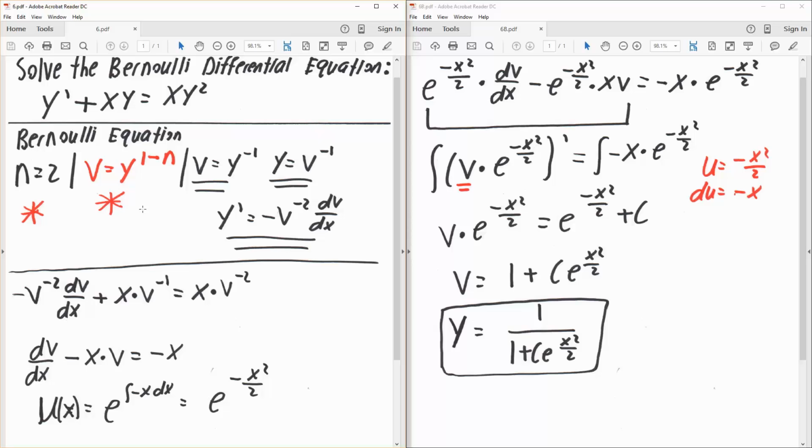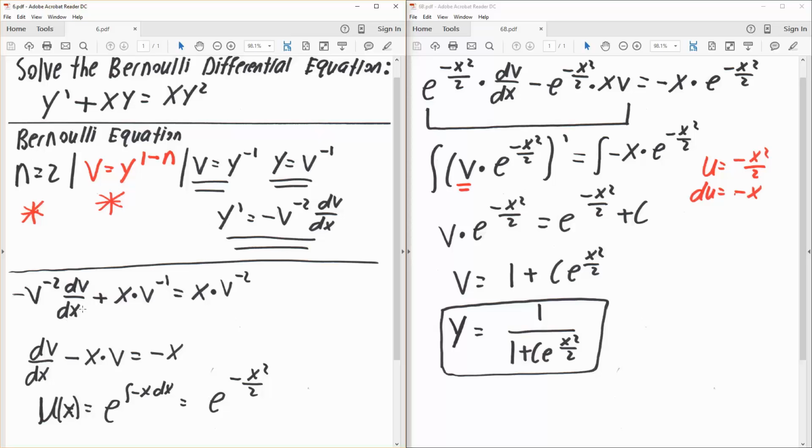So let's get started. What we're pretty much going to do here is replace y prime with this. So instead of y prime, we say negative v raised to negative 2 dv dx plus x times, instead of y, we said that y is equal to v raised to negative 1, so times v raised to negative 1, is equal to x times, we said y was v raised to negative 1, so it would be v raised to negative 2 because we're squaring it here.